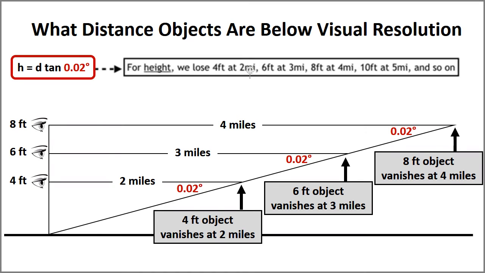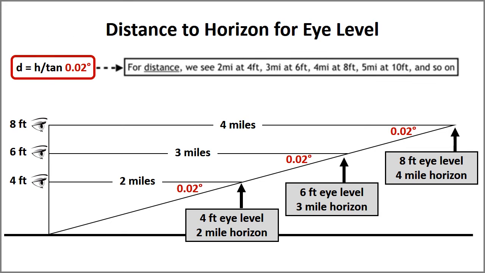So again, what he was saying is first, what is the distance that objects are below their visual resolution, or when do they vanish? So a 4-foot object vanishes at 2 miles, a 6-foot object at 3 miles, and an 8-foot object at 4 miles. Of course, the correlator to this was, what is the distance to the horizon for eye level? So at a 4-foot eye level, the horizon is 2 miles away.